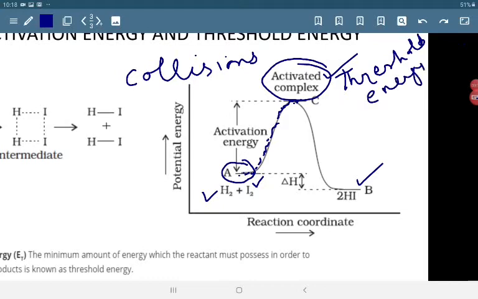And then the energy of the system falls from C to B. So from C to B, the bond formation is predominant, and when bond formation occurs, energy is released. So energy of the system decreases. At B, the products are formed, and this difference between the energy of reactants and products is called delta H. So from A to C to B, you can see that this is the energy barrier between the reactants and products, and the reactants have to cross this energy barrier in order to form products. This activation energy decides the magnitude of the energy barrier.